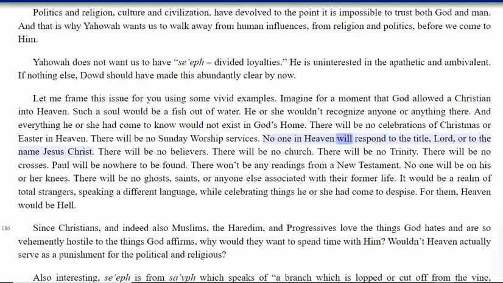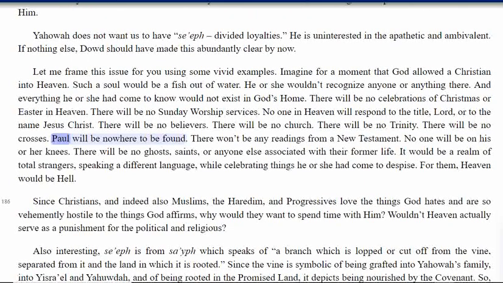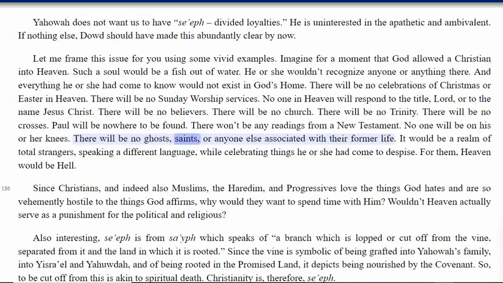No one in heaven will respond to the title, Lord, or to the name Jesus Christ. There will be no believers. There will be no church. There will be no Trinity. There will be no crosses. Paul will be nowhere to be found. There won't be any readings from a New Testament. No one will be on his or her knees. There will be no ghosts, saints, or anyone else associated with their former life.